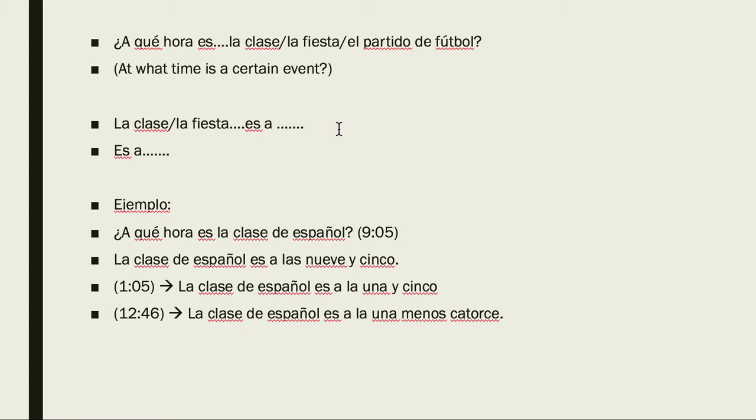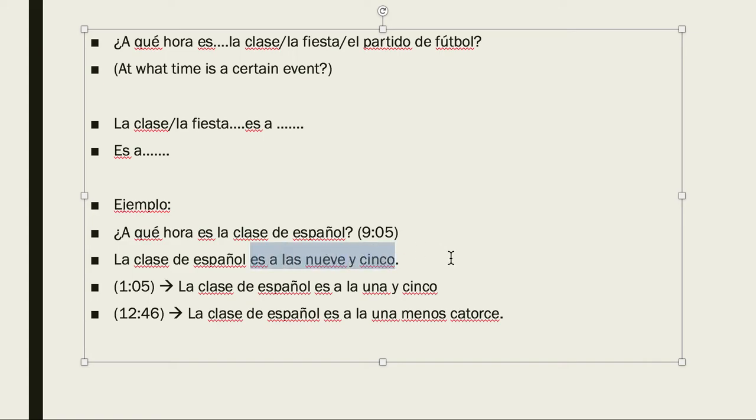So for an example, if we want to know when this Spanish class is, we would ask, ¿A qué hora es la clase de español? So since the class is at 9:05, we could answer, La clase de español es a las 9:05. Spanish class is at 9:05. Or we could simply say, es a las 9:05.